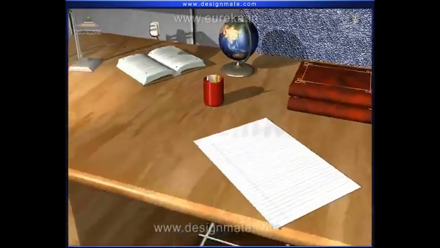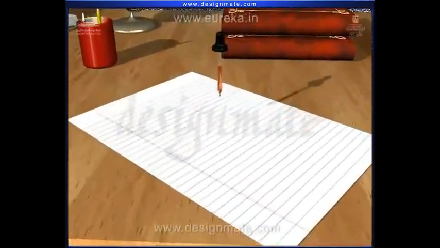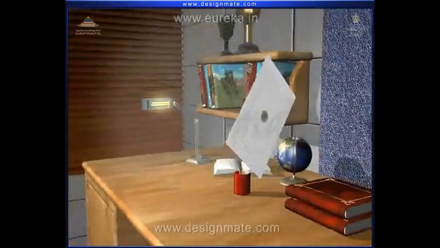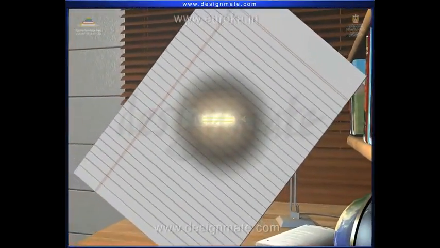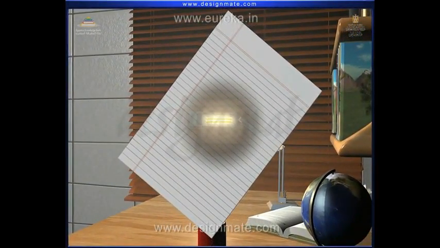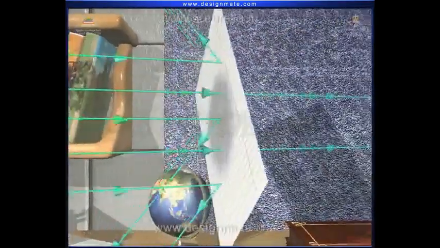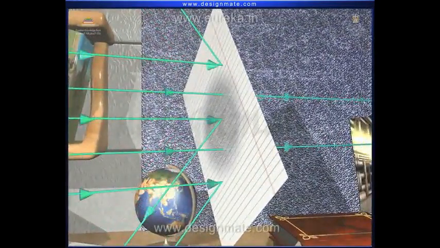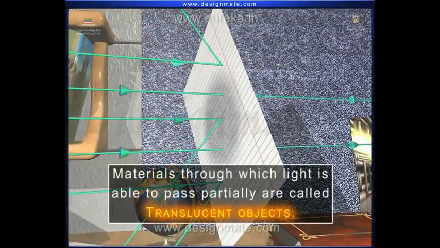Now take a sheet of paper and put a few drops of oil on this paper. Now try looking at a light source through this oiled paper. What do you observe? You can see through it, but partially. This is because light is able to pass through this material only partially. Such materials, through which light is able to pass partially, are called translucent objects.